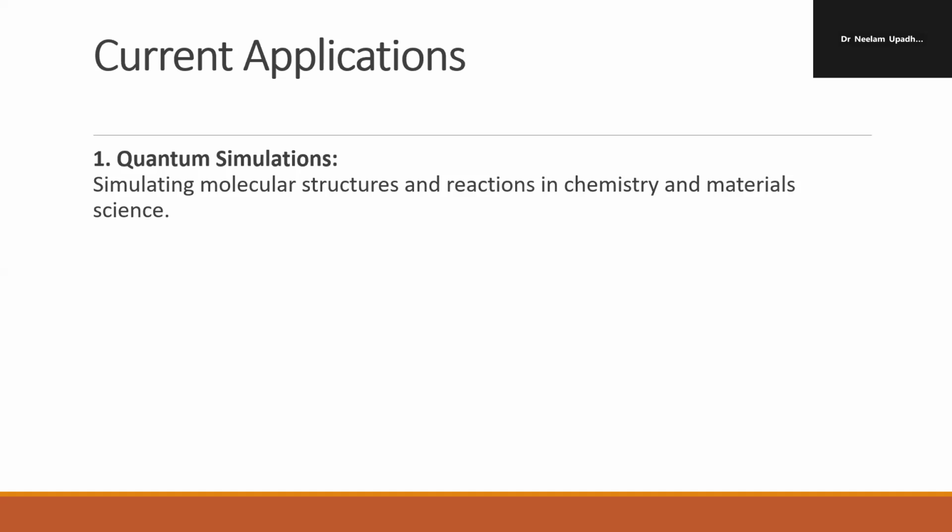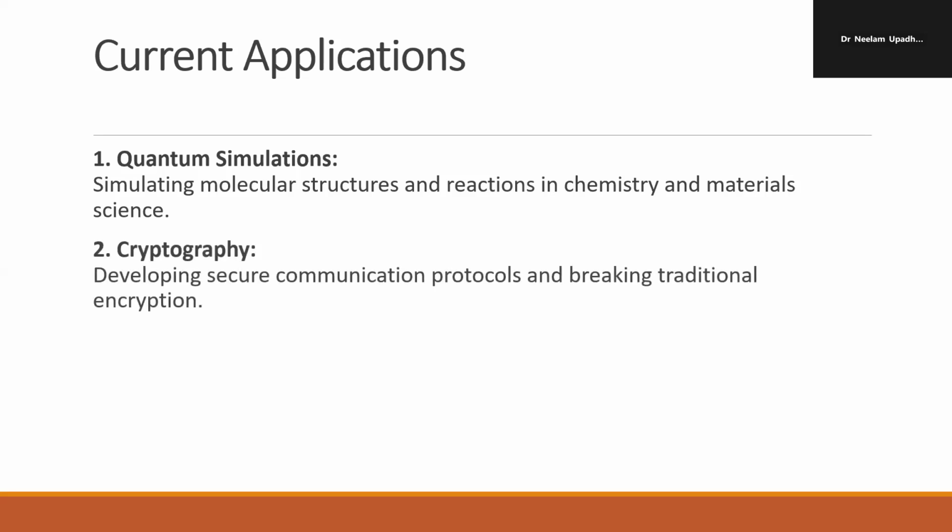Second is material science. That means modeling novel materials and chemical reactions in quantum simulation itself. Next is high energy physics. That means simulating quantum field theories and fundamental particles. An example is simulating the behavior of a molecule like caffeine, which has too many quantum states for classical simulation. So quantum simulations are applicable here.